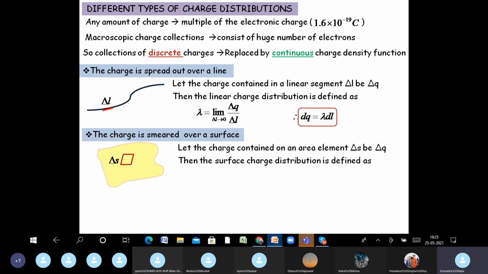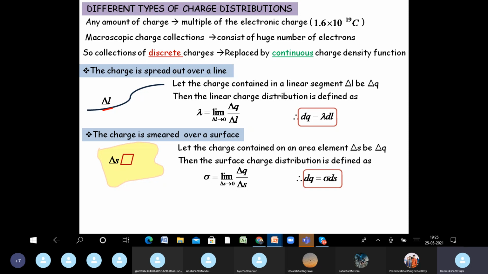And then the surface charge distribution is defined as sigma equal to limit delta S tends to 0, delta Q by delta S, or this will be equal to dq by ds. So we can write the total charge on this total surface. If you consider the total area of this arbitrarily shaped surface, then the total charge will be obtained by integrating this quantity. dq is equal to sigma ds. Okay. Next form of charge distribution, the surface charge distribution.